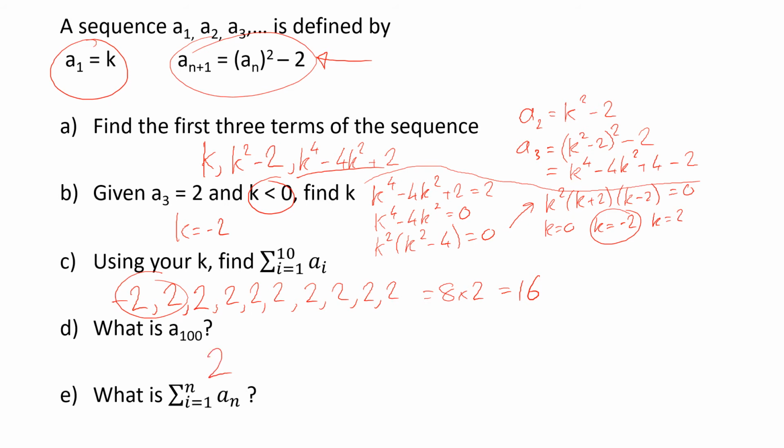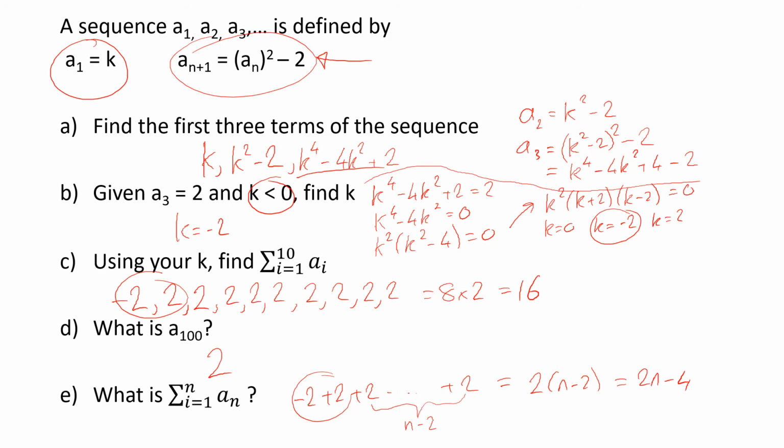So it's 2. What is the sum of 1 to n of our sequence? Well, let's think about this. If we want to add up 1 to n here, we're doing minus 2, plus 2, plus 2, and then eventually plus 2, and we're doing that n times. So all of these, there are n of them. We know these two are going to cancel out, so ignoring them, there must be n minus 2 lots of these 2's. So our sum is going to be 2 lots of n minus 2, which is just 2n minus 4.